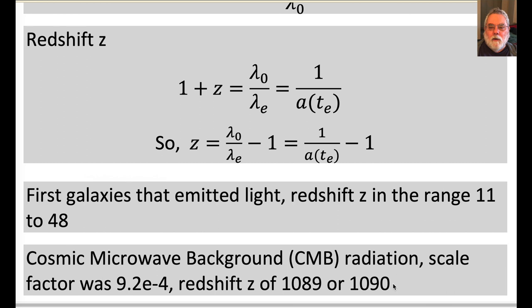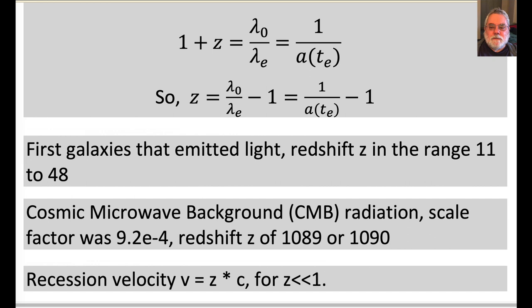More on this later. No light in our universe that we can detect today has a cosmological redshift higher than 1090. For small redshift Z, much less than 1, a distant galaxy's cosmological recession velocity equals redshift Z times the speed of light, C.